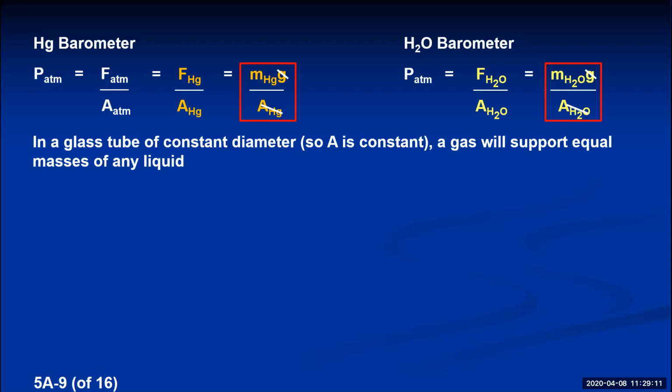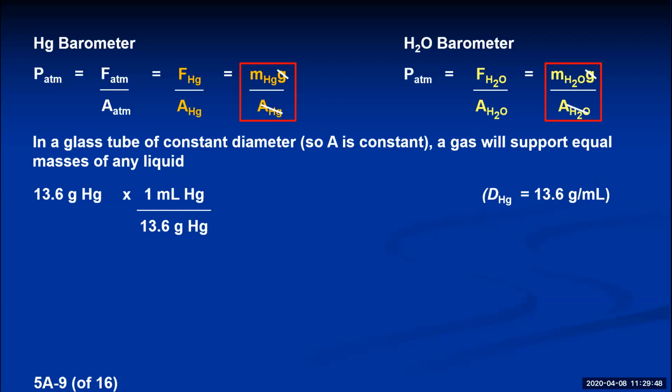So in a glass tube of constant diameter, which would mean A would be constant, the gas will support equal masses of any liquid. So let's say we have a gas and it's supporting 13.6 grams of mercury. If I made a barometer out of water, it would support 13.6 grams of water. So we know the masses would be the same, but what would be the volumes? If we want to figure out the volume of mercury that would be supported, we're going to use mercury's density, which happens to be 13.6 grams per milliliter. So if we know mercury's density, I can use that as a conversion factor between grams and milliliters. I'll arrange it upside down so the grams cancel out. And if I multiply this out, that means that if you're holding up 13.6 grams of mercury, the volume being held up is 1 milliliter.